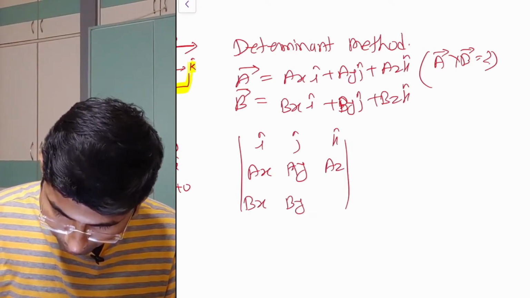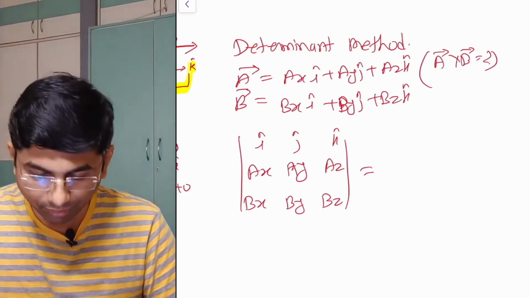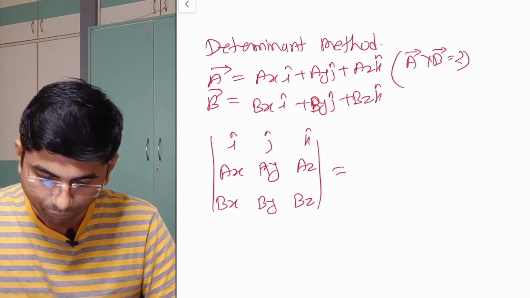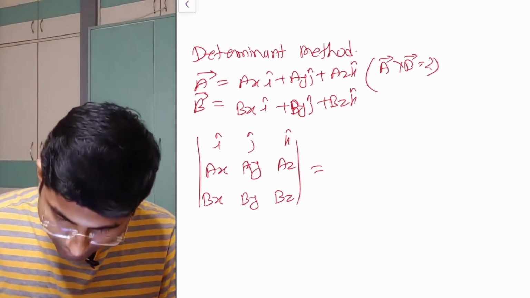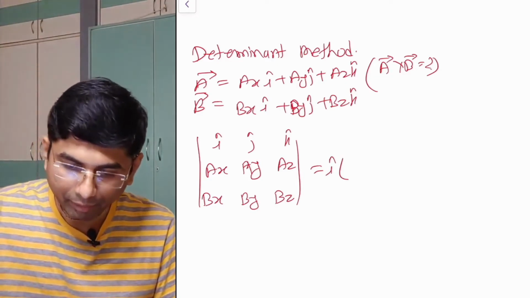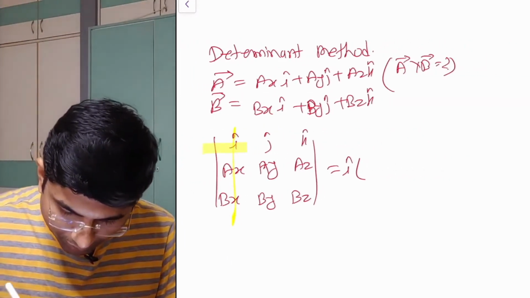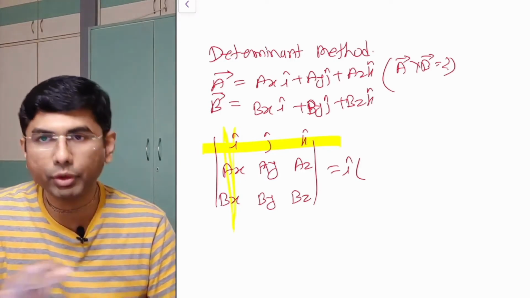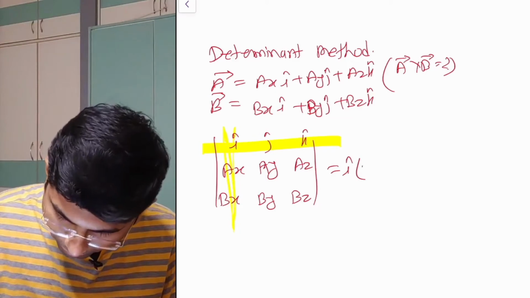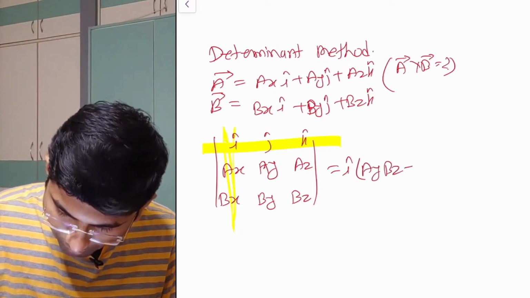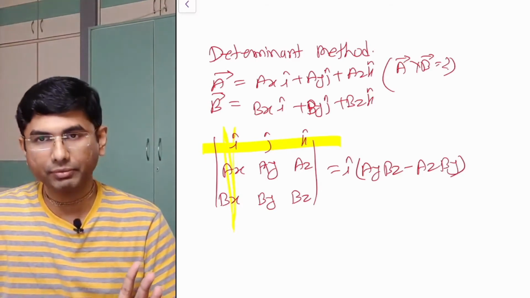Bx, By and Bz. Now we have to solve this matrix, and after solving the matrix we will get the same answer. Now what will be the answer? How to solve it? The first term is I cap. When I am writing I cap, I have to just put my hand on these two terms. I have to forget about this row and column, and cross multiply them. Here it will be Ay Bz minus Az By. That's the first term I got.